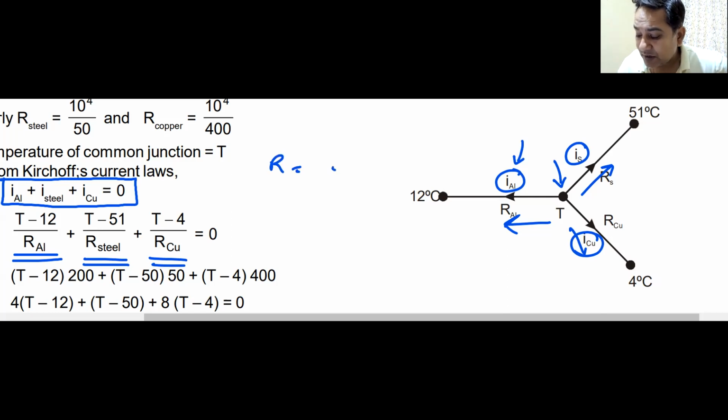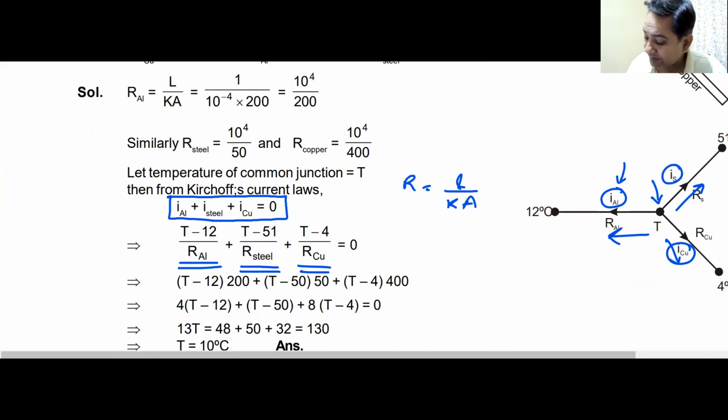Resistance of anything will be L by K. You can put the values and get the answer finally. Do we understand this? Yes, sir. What is the final answer coming, my dear bacha? Do we have the final answer, anyone? And the final answer, I think, is 10 degrees Celsius.